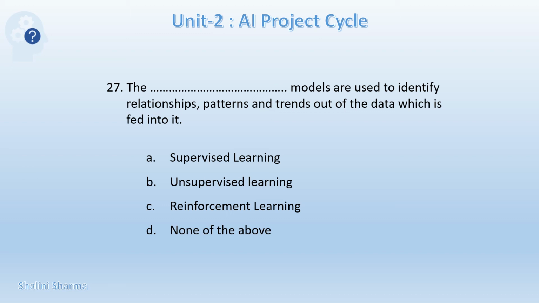Dash models are used to identify relationships, patterns, and trends out of the data which is fed into it. Option A, supervised learning. Option B, unsupervised learning. Option C, reinforcement learning. Option D, none of the above. So students need to identify the model of learning. The correct answer is unsupervised learning.